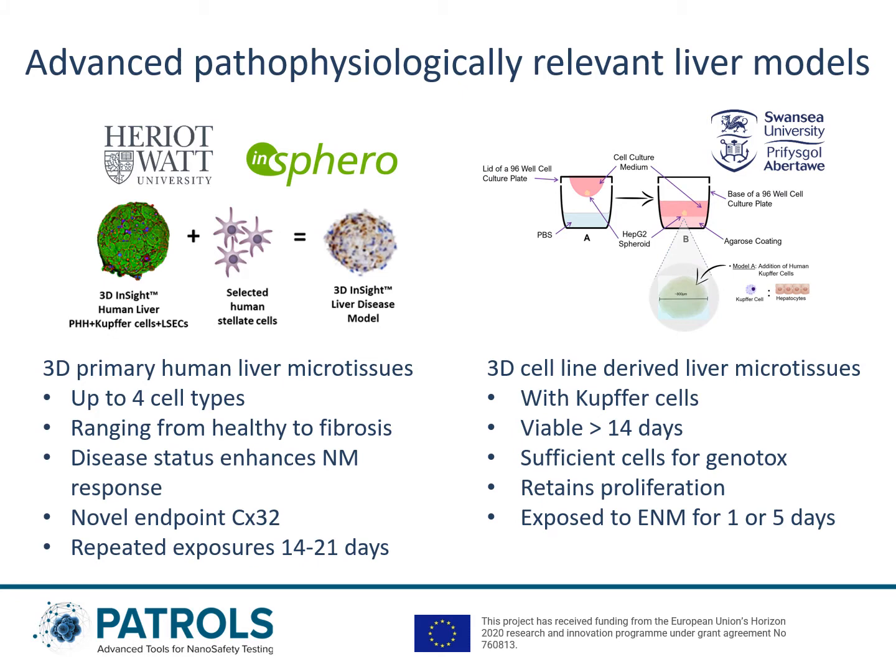So you already know that we've generated 2 liver models and 2 gastrointestinal tract models, which have been presented at previous meetings. The liver models include one for primary human liver tissues with up to 4 cell types, with a range of different phenotypes ranging from healthy to fibrosis. This model shows that if you have an increased disease status, then this enhances the response of that microtissue to the nanomaterials.